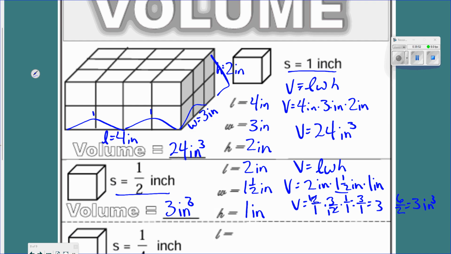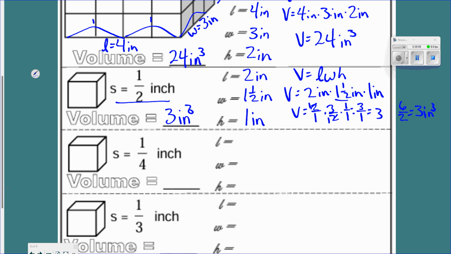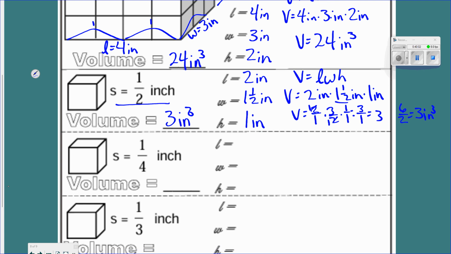So now, instead of 1 inch, it's a 1/4 inch. How many of them do I have? 4. 4/4 becomes 1 inch. Going by width, I have 3 of them. Each one is 1/4, so that is now 3/4 inch. Going up, I now have 2 of them, so that's 2/4, which equals 1/2. Again, start with your base formula, length times width times height: 1 inch times 3/4 times 1/2.